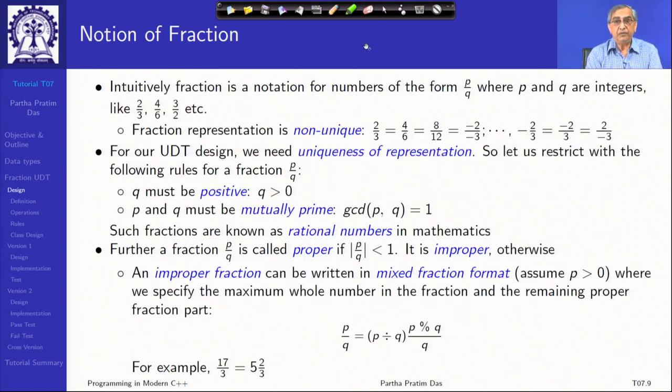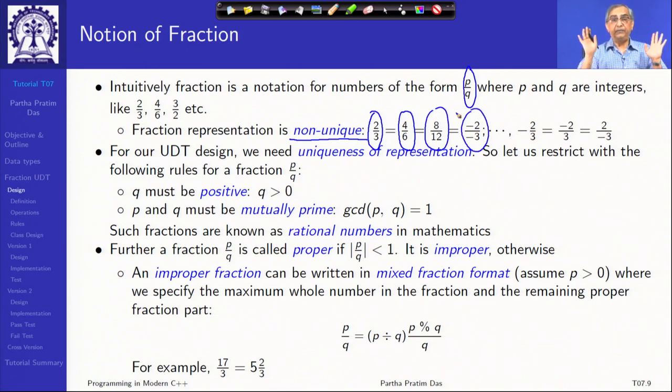So, first the notion of the fraction. Every one of us understands what is a fraction, which is a number of the form p by q, where p and q are integers. The important thing about fraction is it has a non-unique representation, that is 2 by 3, 4 by 6, 8 by 12, minus 2 by minus 3 all mean the same fraction. Similarly, all of these.